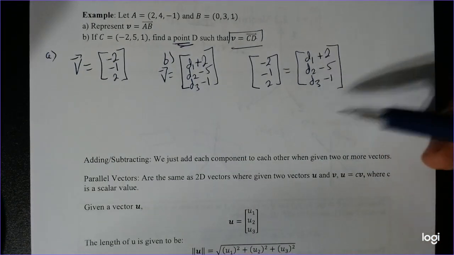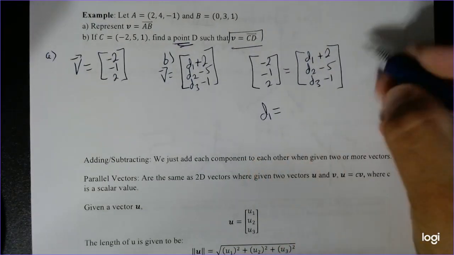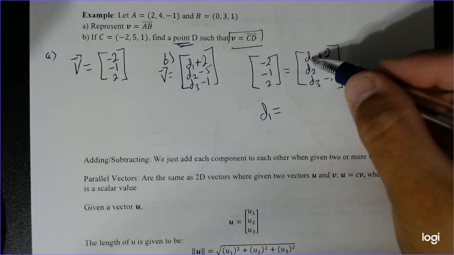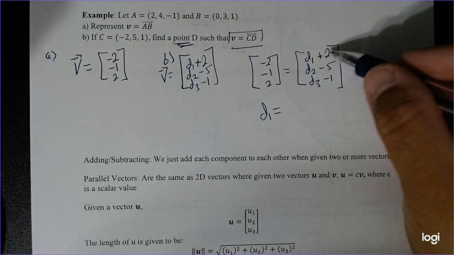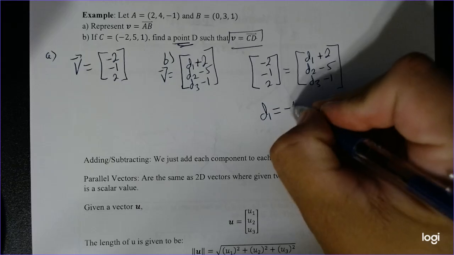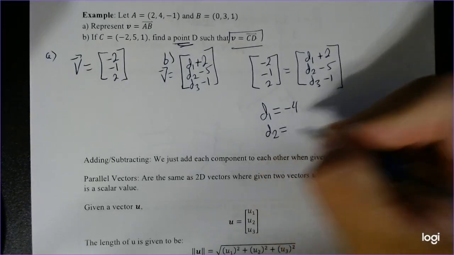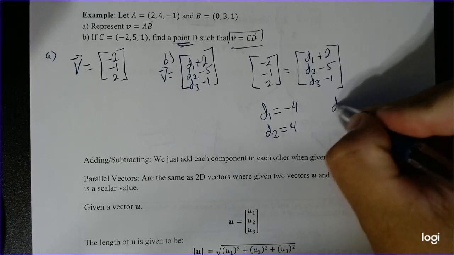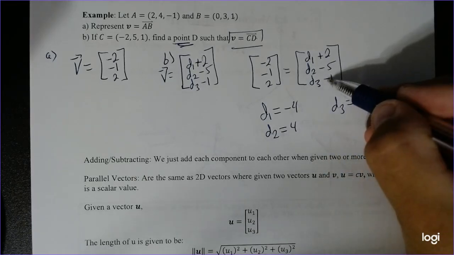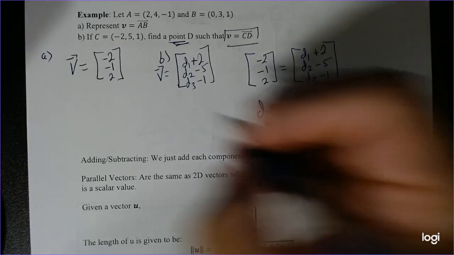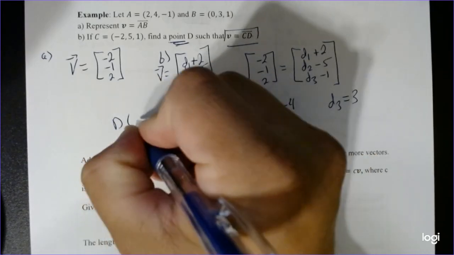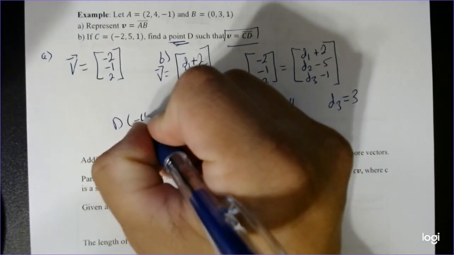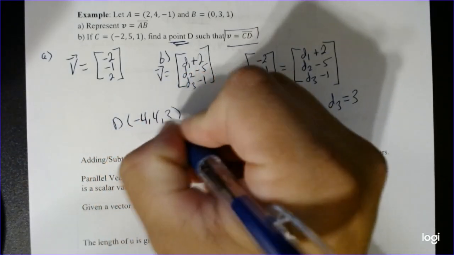And then we just solve for each individual variable, right? So D1, negative 2 equals D1 plus D2. So subtract it over, you get negative 4. Same thing here. Add this over, gives you 4. And then finally D3, add this over, gives you the 3. So the point D would be negative 4, 4, 3.